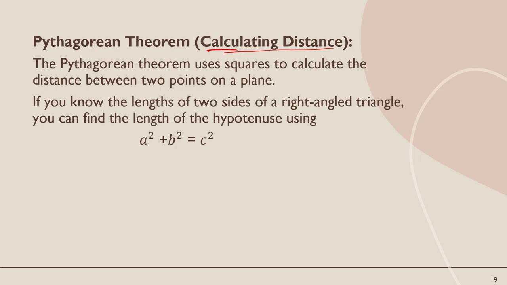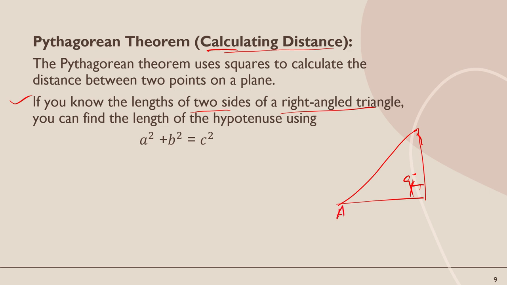For example, suppose that you know the length of two sides of the right angle triangle. So what is a right angle triangle? This is the right angle triangle, in which one angle is 90. I repeat it again. A right angle triangle is a triangle in which this angle is 90.